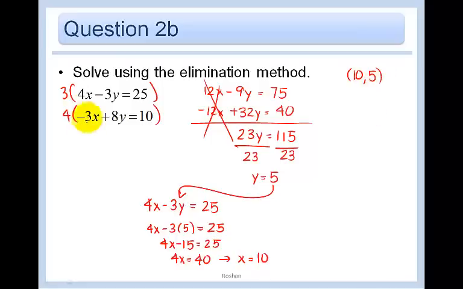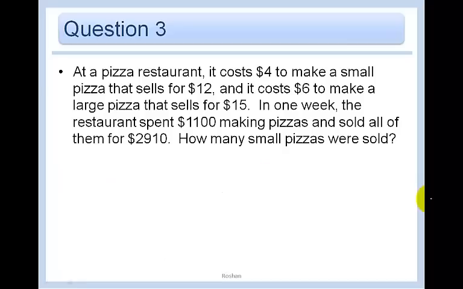Right. So let's just prove that this works actually for this one. Let's just make sure we did it right. Does negative 3 times 10 plus 8 times 5 equal 10? Okay, negative 30 plus 40 equals 10. It does. 10 equals 10. All right, and we had put it into the first one, so that obviously worked. Yay. All right, last problem.